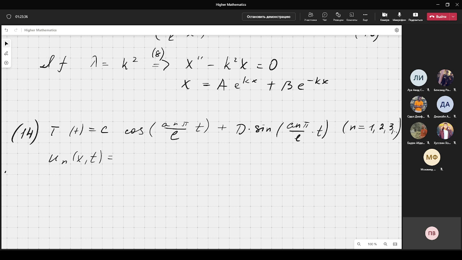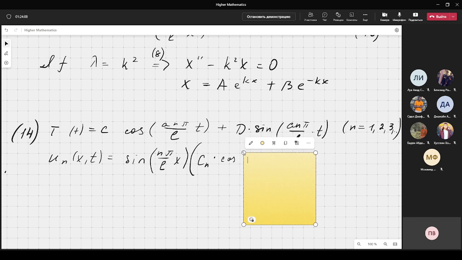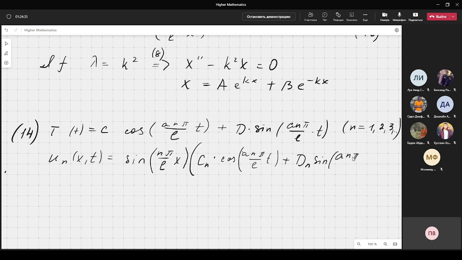u_n of x, t will be equal to sine of n pi over L times x, times the bracket in which stay c_n, times cosine of a n pi over L times t, plus d_n times sine of this angle. Formula 15.